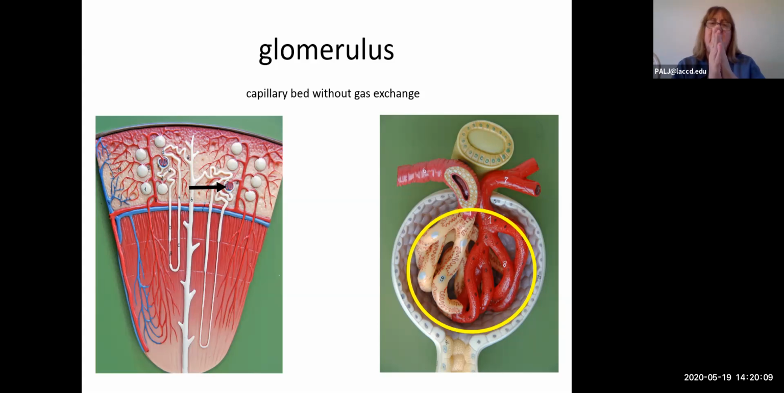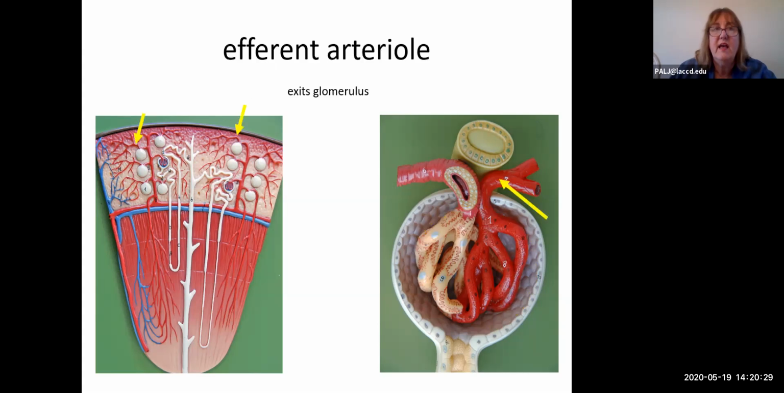Because this capillary bed, the glomerulus, does not do gas exchange, we don't go from artery, arteriole, capillary bed, venule, vein, because the blood is still oxygenated. So we have an arteriole on the draining side of this capillary bed, and that is going to be called the efferent arteriole, and it's exiting the glomerulus. That's very easy to identify on the model on the right. We have one afferent arteriole going into the glomerulus and one efferent arteriole.